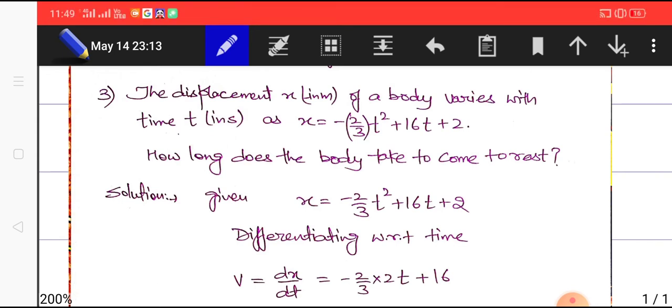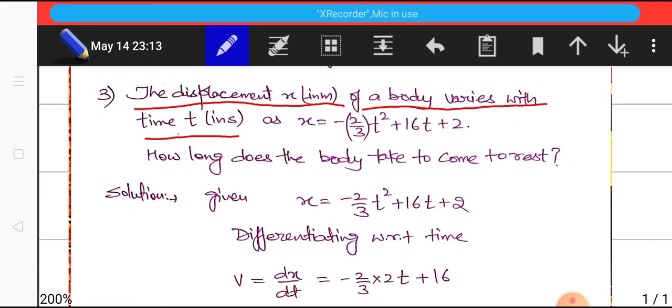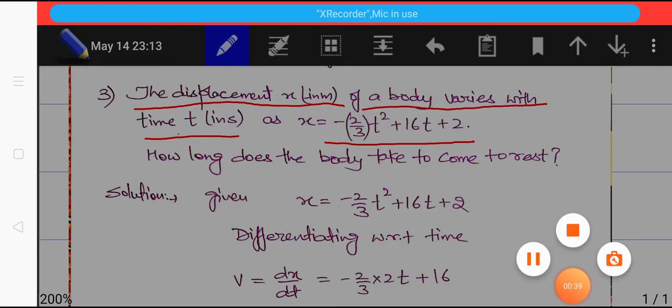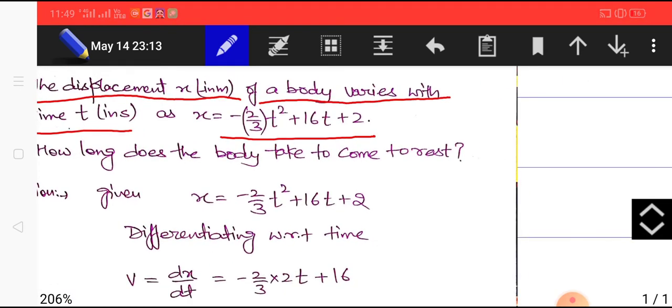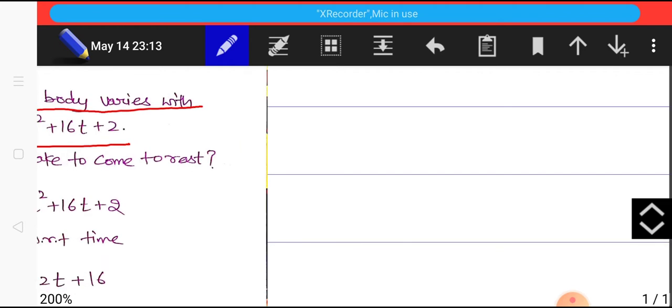The displacement x in meter of a body varies with time in seconds as x is equal to minus 2 by 3 t square plus 16 t plus 2. So differentiating, we know that if we differentiate the displacement with time, we'll get the velocity. Let me give you little extra notes about this.